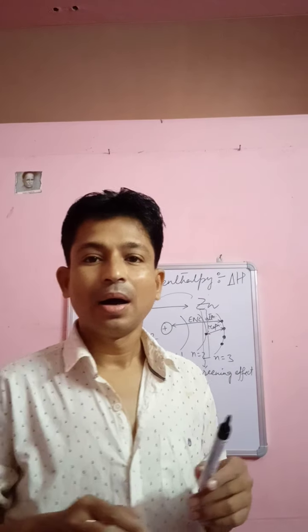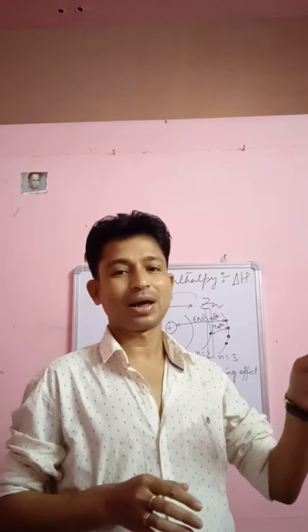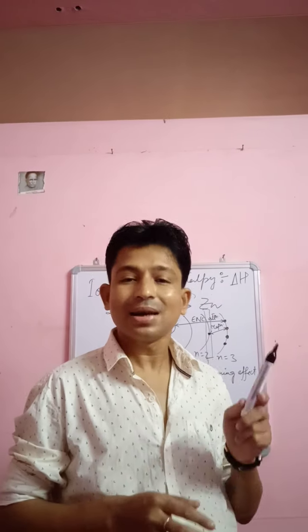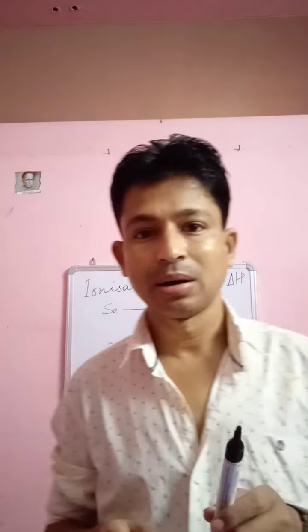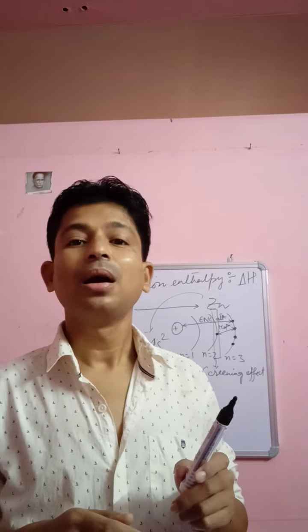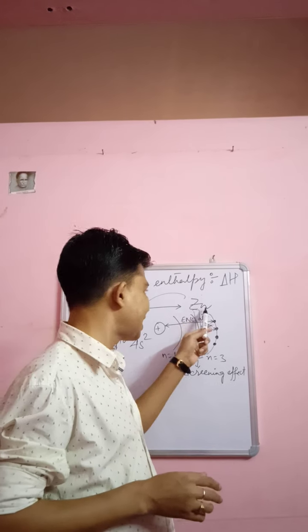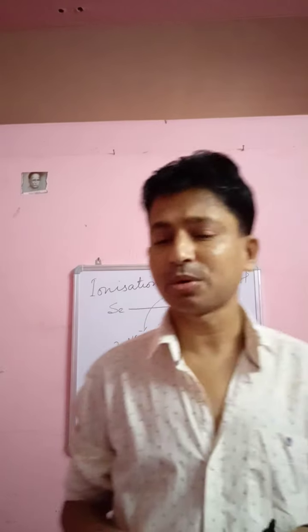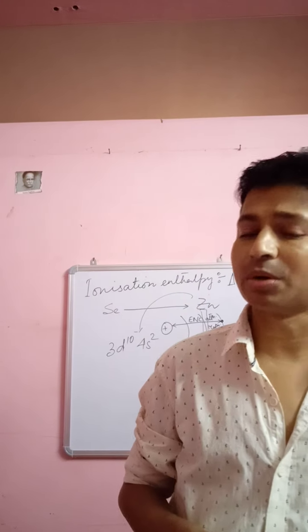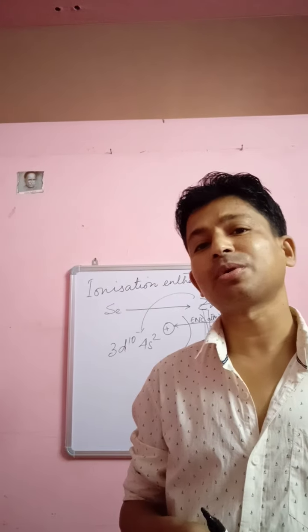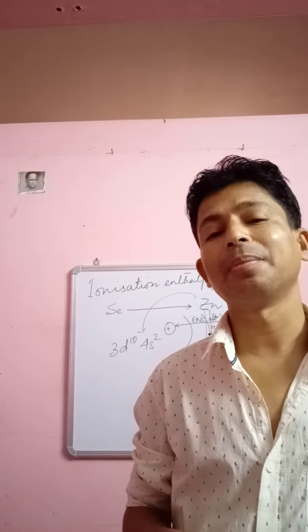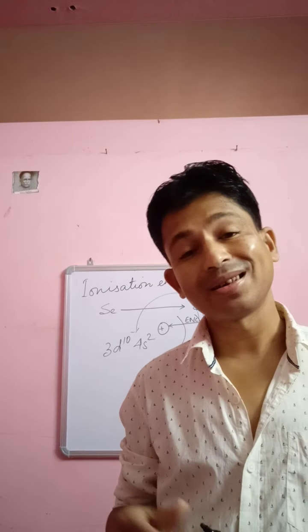Now if we go to zinc, it is seen that suddenly there is an increase in ionization enthalpy. Why? Because zinc has the configuration 3d10 4s2. The d10 configuration is a stable configuration and 4s2 is also a stable configuration. Due to the symmetrical and stable configuration, because of the presence of fully filled d orbitals and s orbitals, the ionization enthalpy of zinc becomes very high.